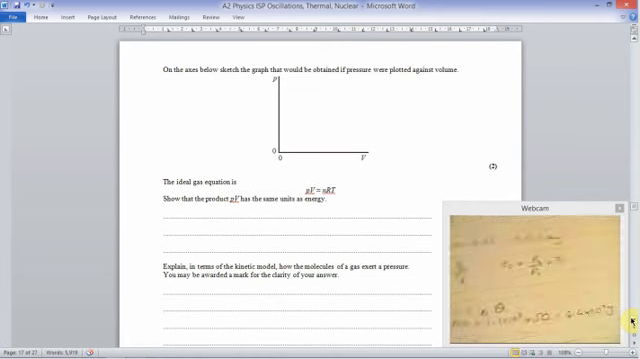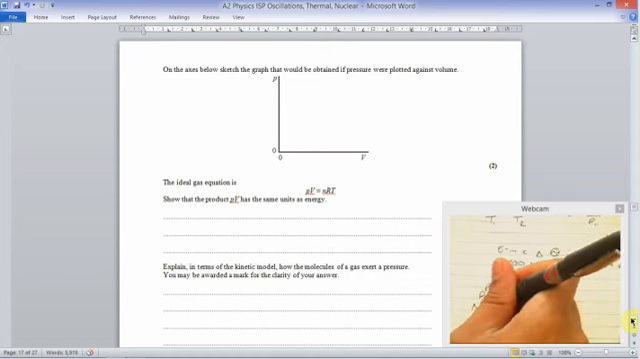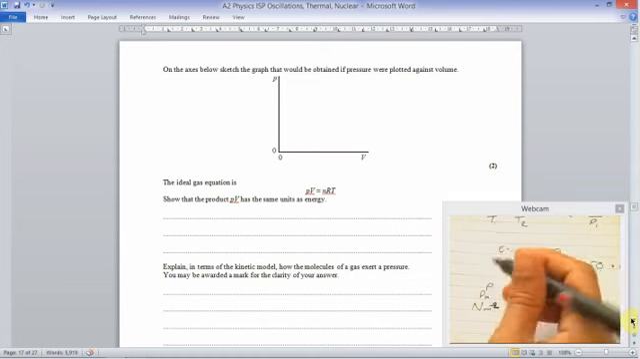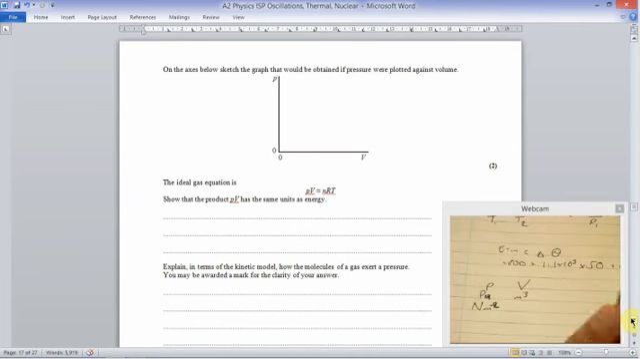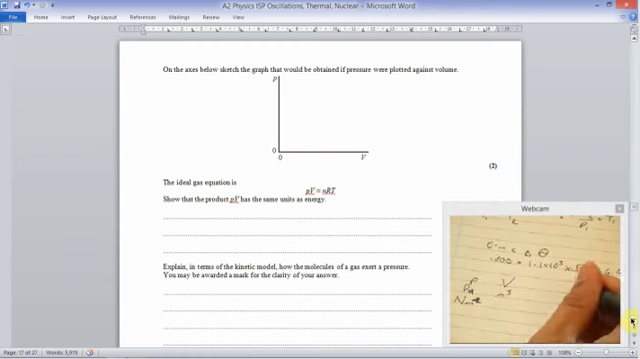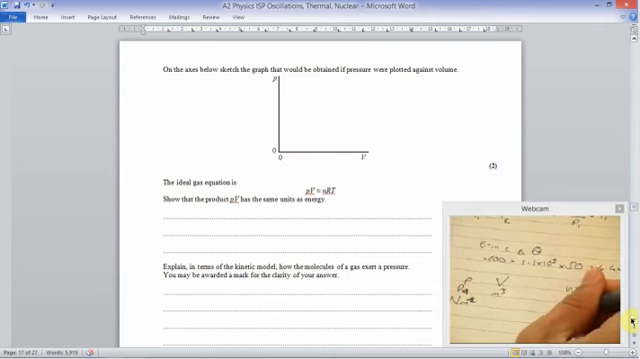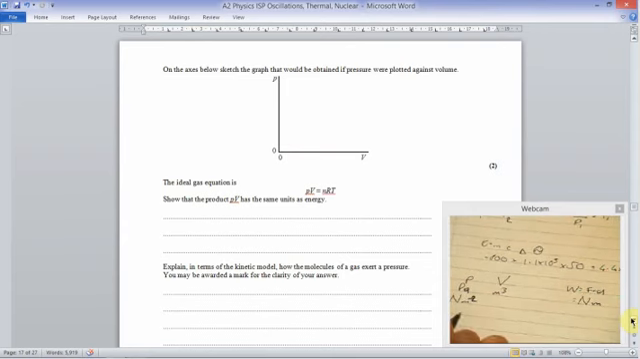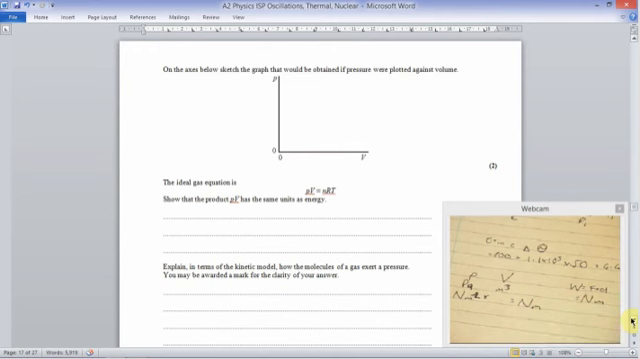Let me just lift this sheet up. There you go. Newton per meter squared. If you don't remember that, there's a horrible joke that you can look up that links a pascal and a Newton per meter squared. And we want to show that that has the same unit as energy. So energy is work. Work is equal to force times distance, which is equal to Newton times meter. So if you multiply these through, you end up with Newton meter. And you can see the units are equivalent there.